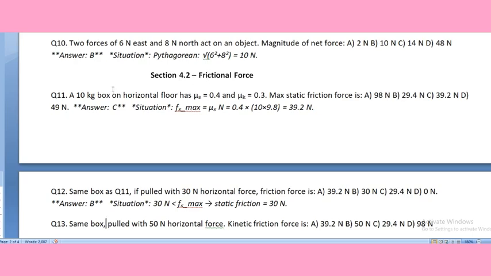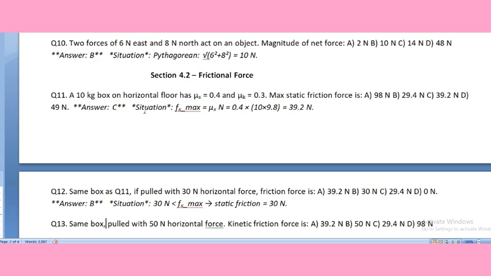When we come to section 4.2 about frictional forces. Question number 11. A 10 kilogram box on a horizontal floor has a coefficient of static friction equal to 0.4, and a coefficient of kinetic friction equal to 0.3. The maximum static friction force is choice A, 98 Newton, choice B, 29.4 Newton, choice C, 39.2 Newton, choice D, 49 Newton.